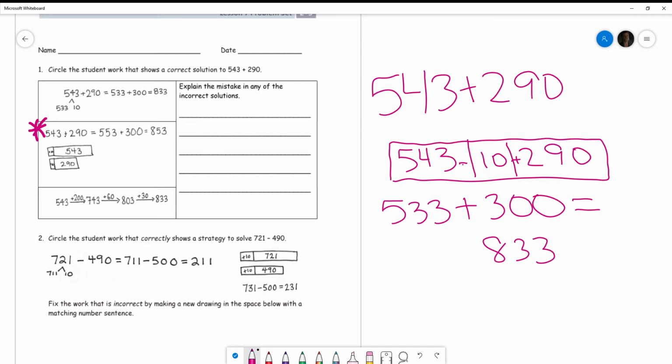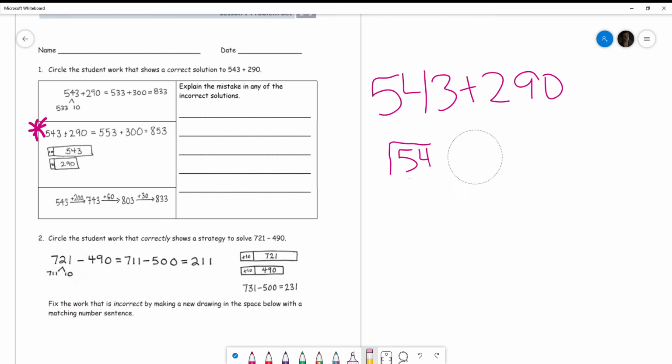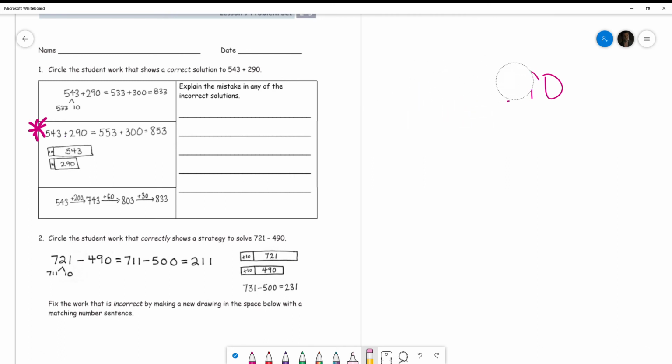And I just wanted to go over this because we didn't really do tape diagrams. We did number lines and number bonds. So a tape diagram is very similar to number bonds. So that's how you would do number 1. And then it says explain the mistake in any of the incorrect solutions. So if you want to explain the one I just demonstrated, that's what you would do.